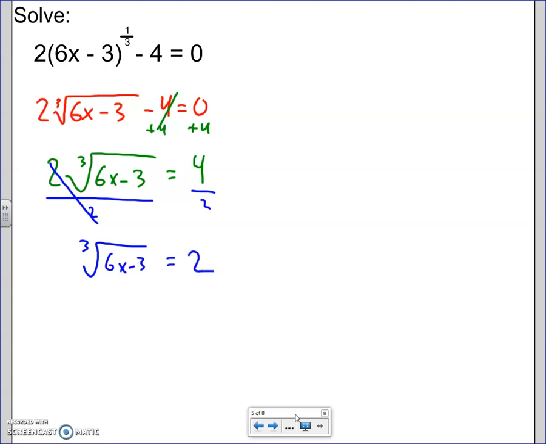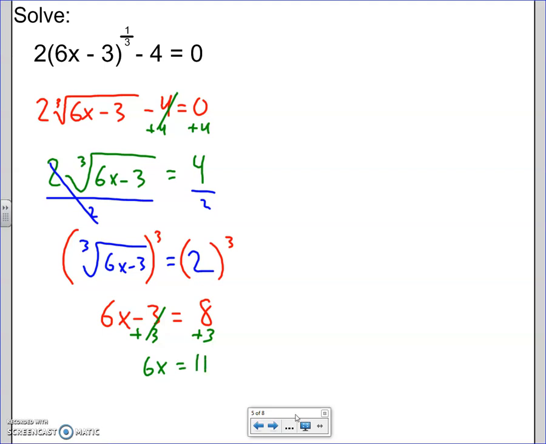Now the radical is by itself, I'm going to use the correct exponent. Power matches the index. Since this is a third root, I'm going to do a third power, both sides. Third root, third power cancels out, it's just 6x minus 3. Then 2 to the third power, 2 times 2 times 2, that's 8. Now you do basic algebra. Add 3 both sides. 6x equals 11. Then divide by 6. I get x equals 11 over 6.